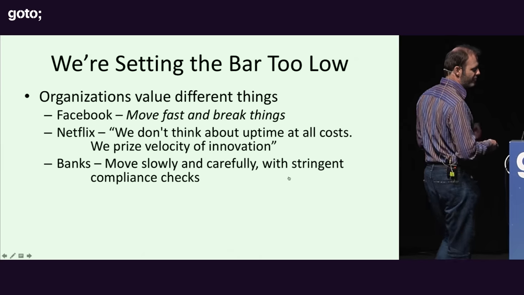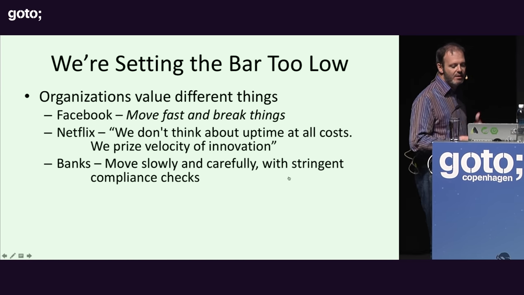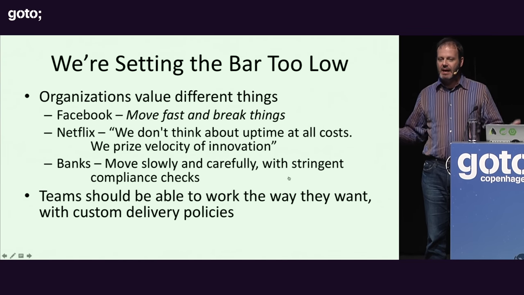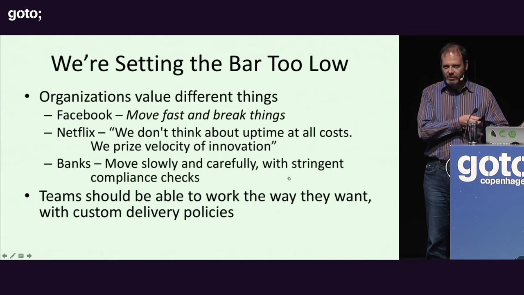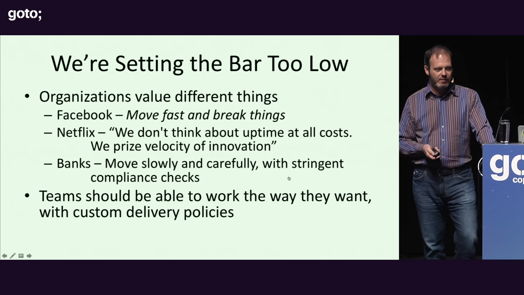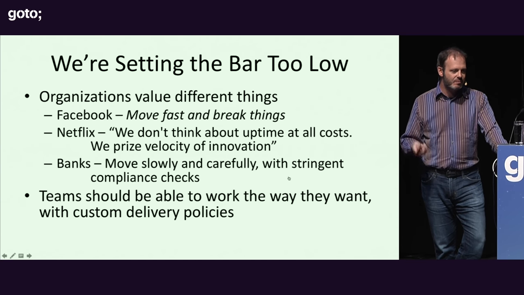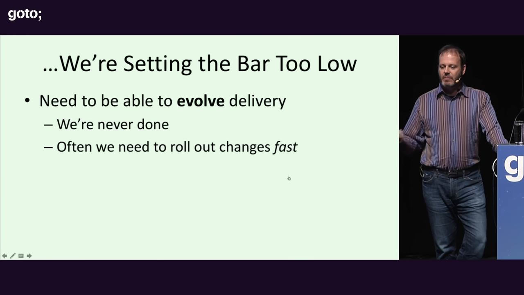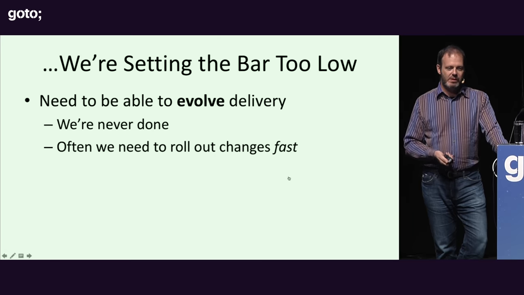And presently, it's really hard to do that. Teams really should be able to work the way they want, creating custom delivery policies according to their needs. It's really hard to be that expressive about it today. Secondly, we need to be able to evolve delivery. I mean, it's not like we create a build pipeline and we're done.